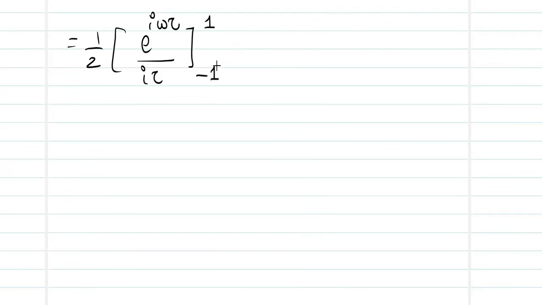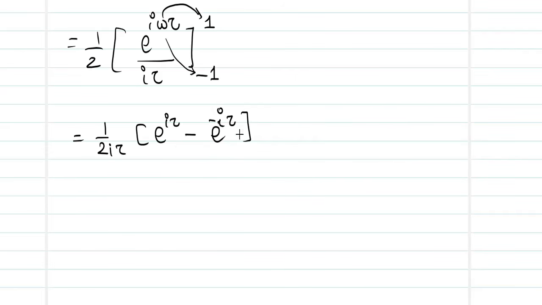Omega is my variable, and omega takes values between minus 1 and plus 1. So this gives me 1 divided by 2i tau. Let me apply the upper limit for omega: e to the power of i, omega takes 1, so this becomes i tau. Upper limit minus lower limit. What happens to my lower limit? Omega takes the value minus 1, so e power minus i tau. This becomes my lower limit.